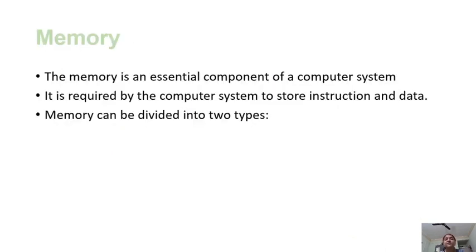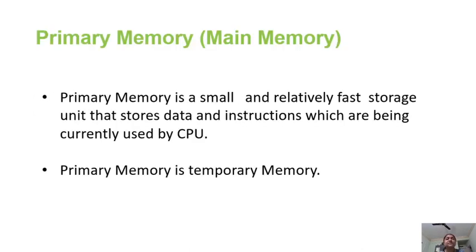Memory. The memory is an essential component of a computer system. It is required by the computer system to store instructions and data. Memory can be divided into two types: primary memory and secondary memory. Primary memory, that is main memory, is a small and relatively fast storage unit that stores data and instructions which are being currently used by the CPU. Primary memory is temporary memory, also called volatile memory.